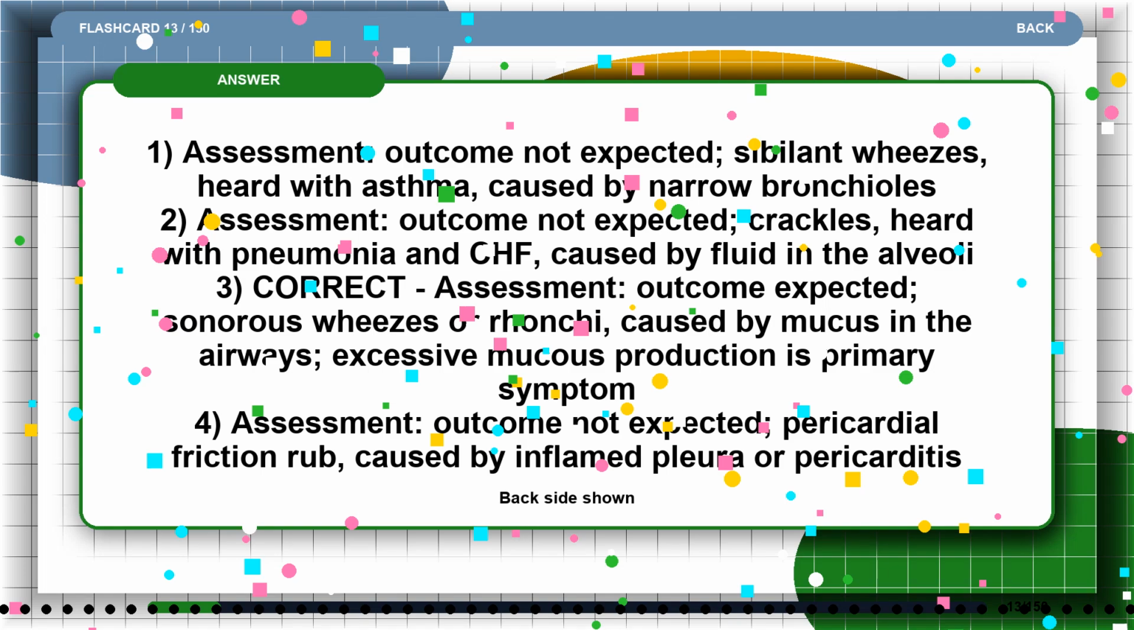The answer is 1. Assessment. Outcome not expected. Sibilant wheezes, heard with asthma, caused by narrow bronchioles. 2. Assessment. Outcome not expected. Crackles, heard with pneumonia and CHF, caused by fluid in the alveoli. 3. Correct assessment. Outcome expected. Sonorous wheezes or rhonchi, caused by mucus in the airways. Excessive mucus production is the primary symptom for assessment. 4. Outcome not expected. Pericardial friction rub, caused by inflamed pleura or pericarditis.